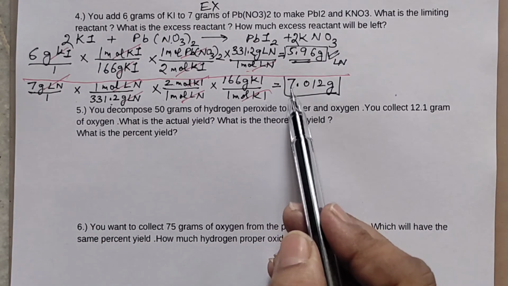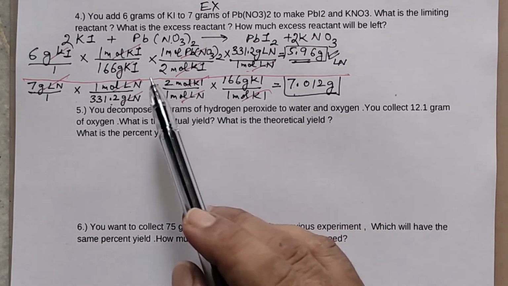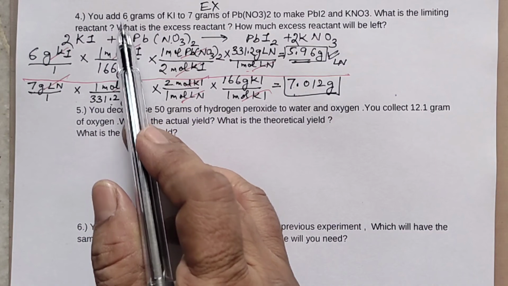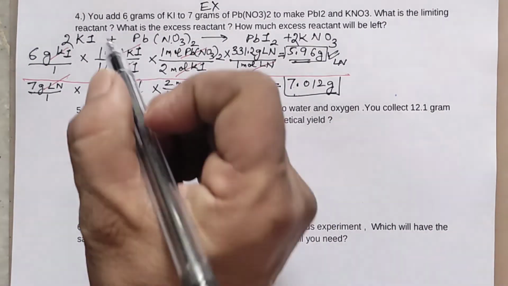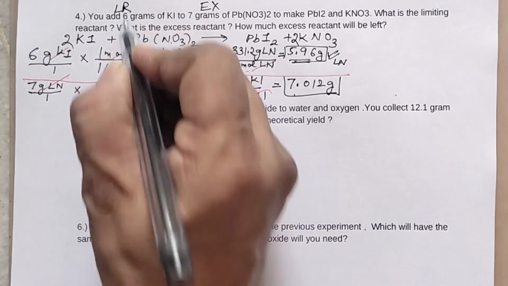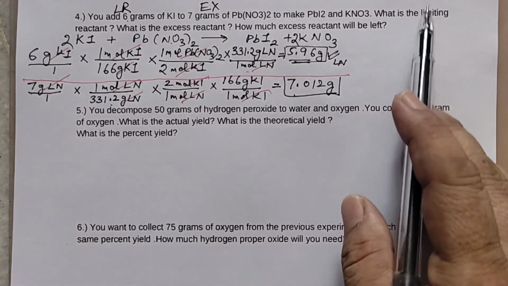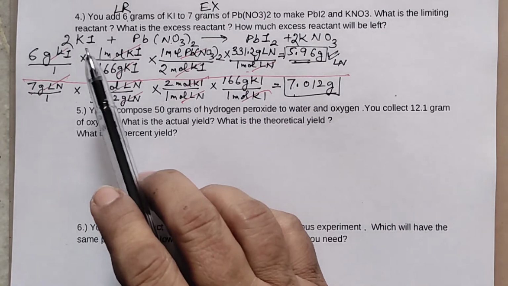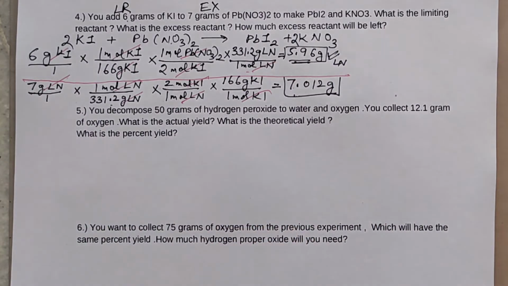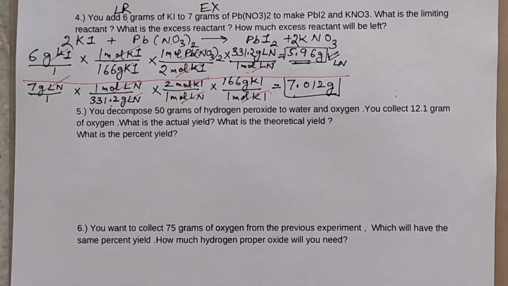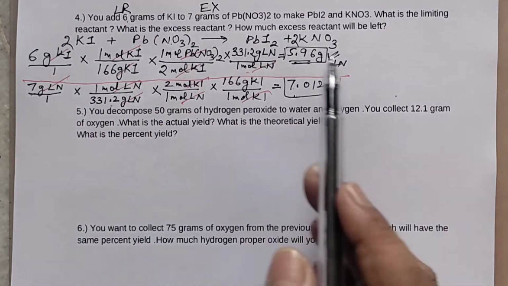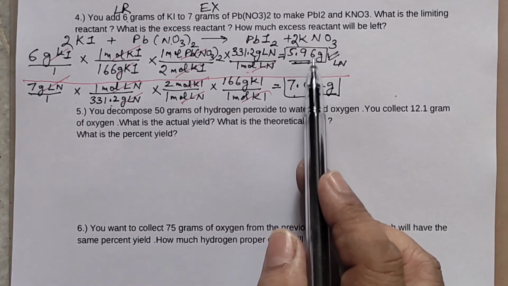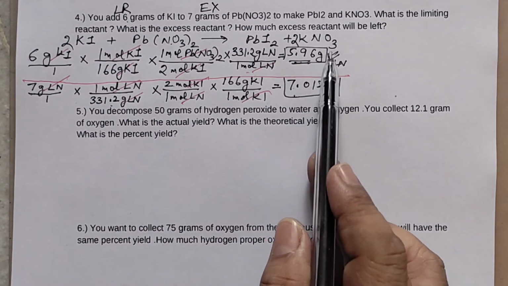This requires 7 point something grams of potassium iodide, but you are having only 6. That means this is your limiting reagent. So this is done, this is done. What is excess? This is your limiting reagent, right? This is your limiting. So 6 requires how much only? It requires just 5.96 grams of lead nitrate.